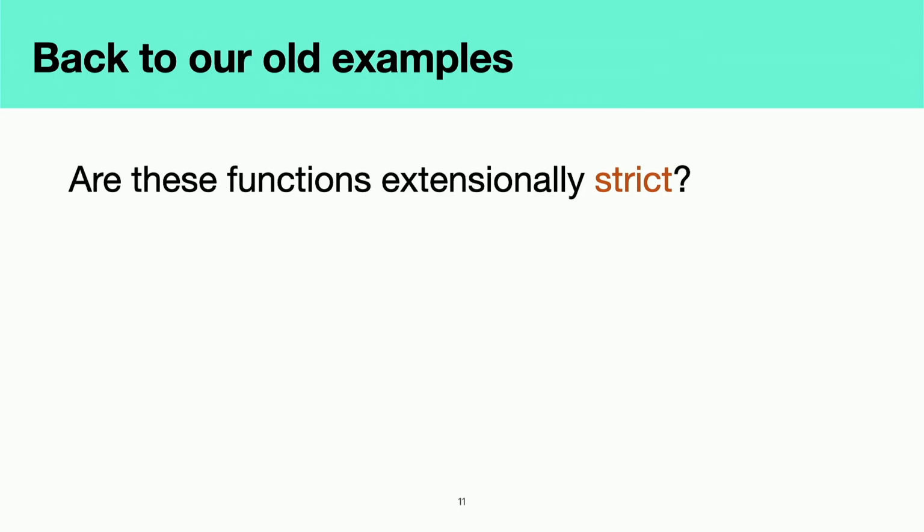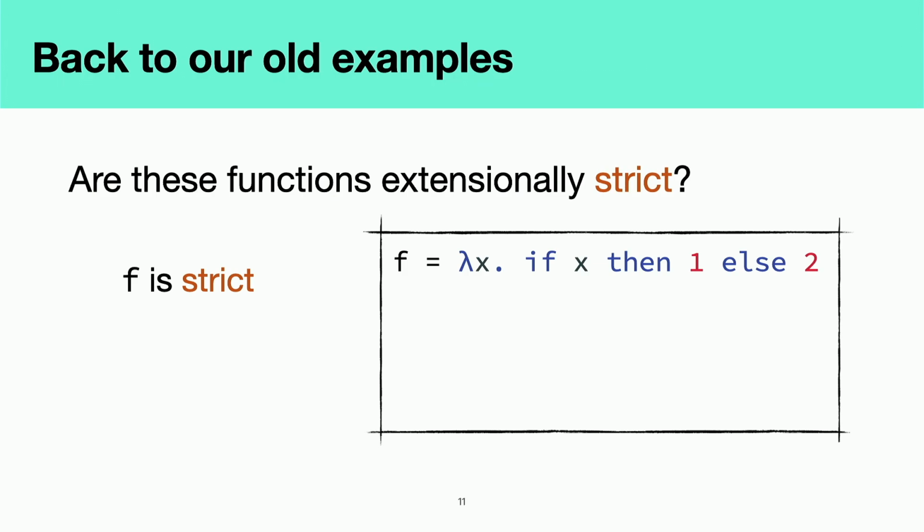So with this new definition in hand, let's go back to our examples from before and ask, are each of these functions extensionally strict? Well, the first function is. If we pass bottom in as an argument, substituting for x, then we will be unable to evaluate the body because we cannot evaluate bottom to either true or false.